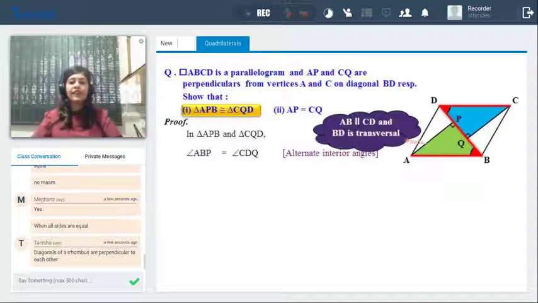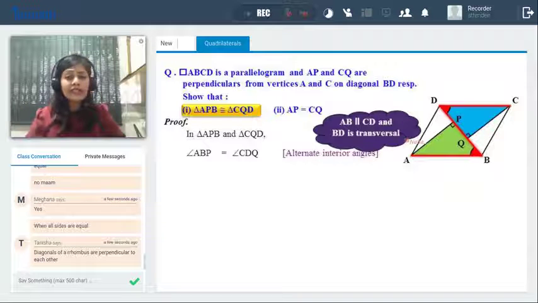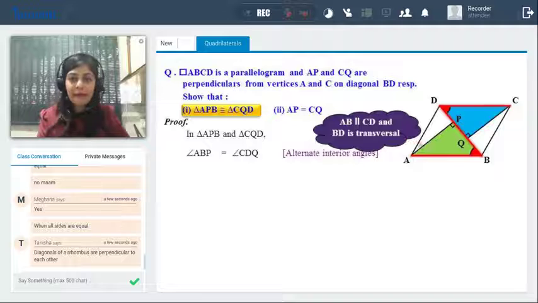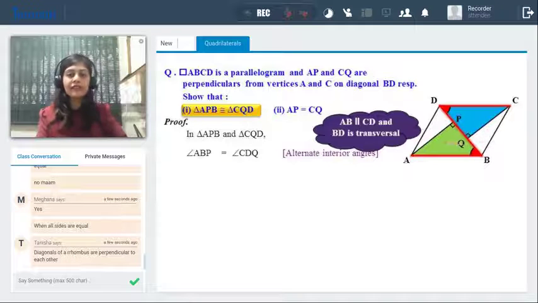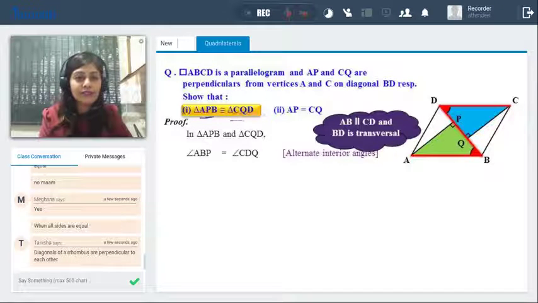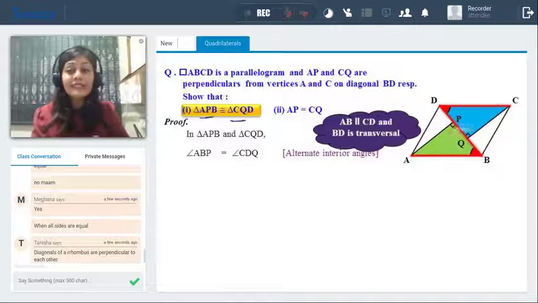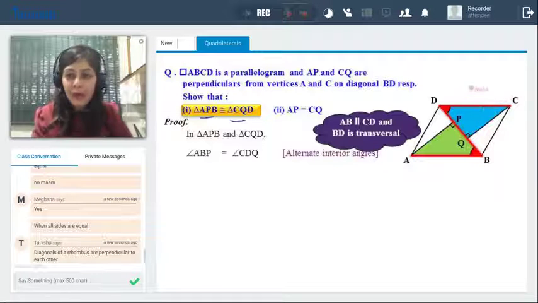Quickly let me know the name of the test. And we've been doing this for a very long time. So come on, quick. APB and CQD. How are these two triangles congruent? Okay, students, pay attention. This was an extremely easy one. Let's look at it. What do we have?